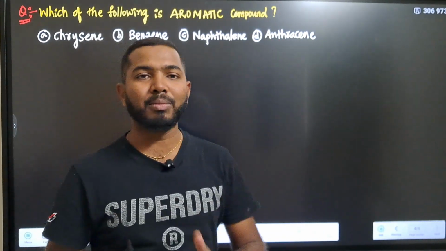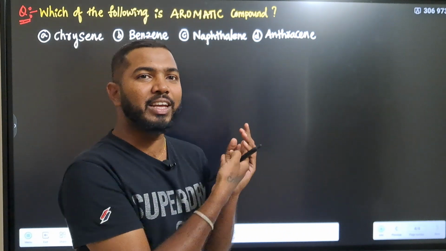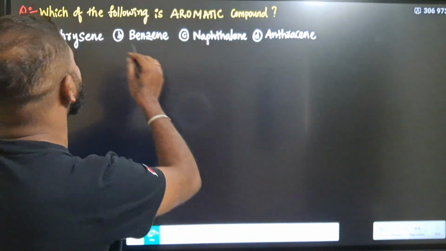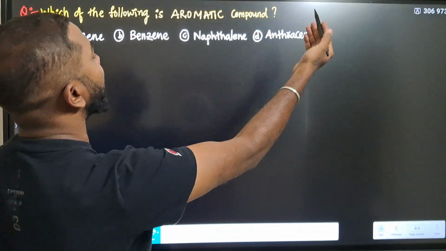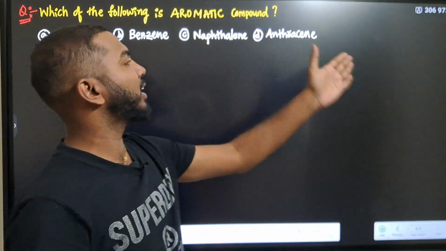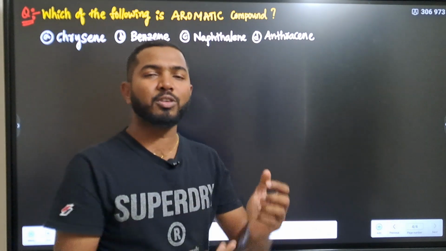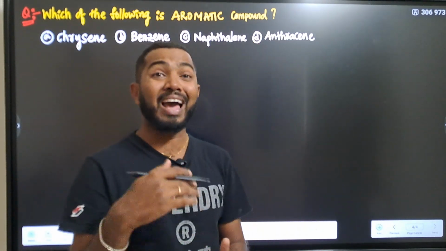So I have come up with a multiple choice question which was asked recently in JEE Advanced. The question is: which of the following is an aromatic compound? The options are chrysene, benzene, naphthalene and anthracene. Among these four options, which is aromatic?